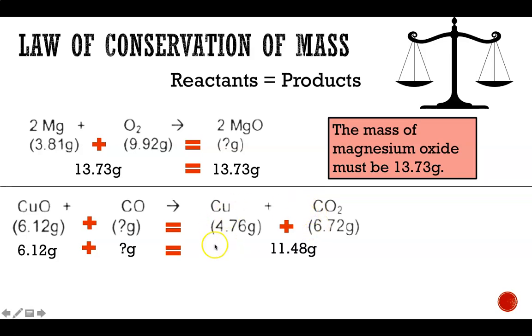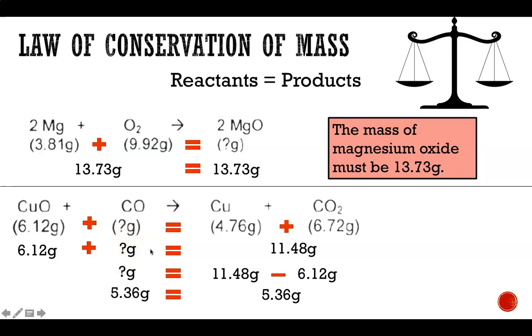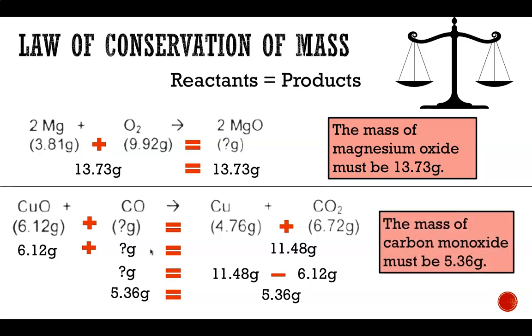So again, if we make that into a bit of a math equation, we add up our products. We see that our products equal 11.48 grams. So our reactants have to equal 11.48 grams. To figure out this little mystery number here, we can just rearrange and find that there's 5.36 grams that we're missing on this side. So that is our mystery amount. So we had to have started with 5.36 grams of carbon monoxide.